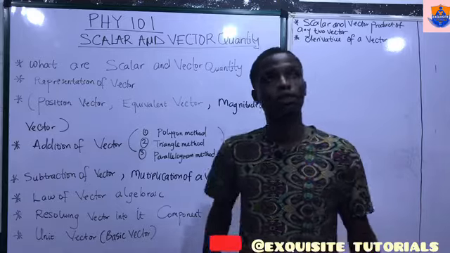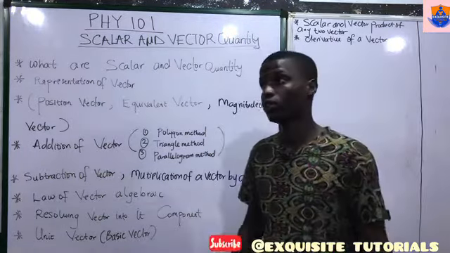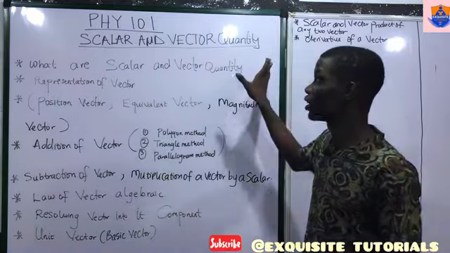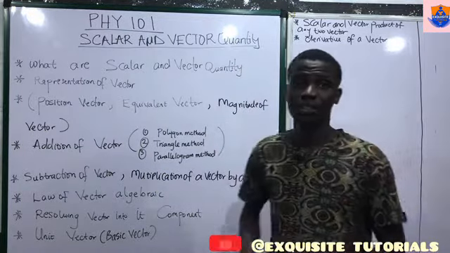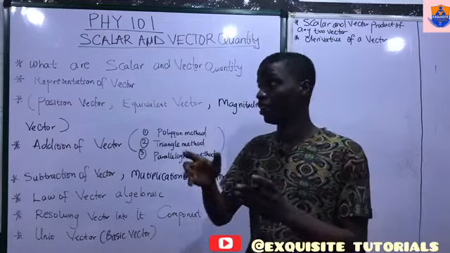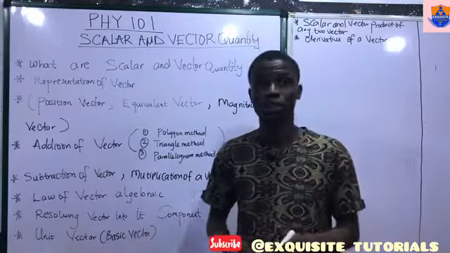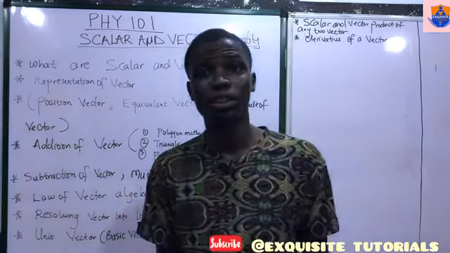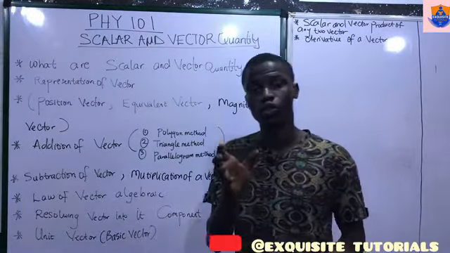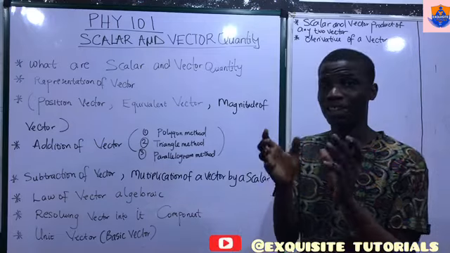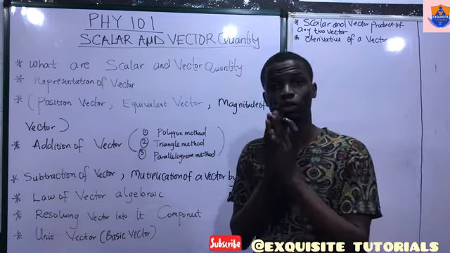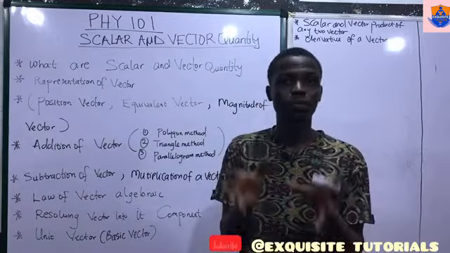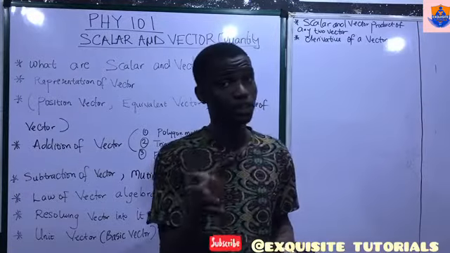In my last class, I talked about physical quantities, that they could be classified into fundamental and derived. This is another way of classifying physical quantities, either as scalar quantities or vector quantities. So first of all, what are scalar quantities? Scalar quantities are quantities that have just magnitude. Then vector quantities are quantities that have both magnitude and a specified direction.